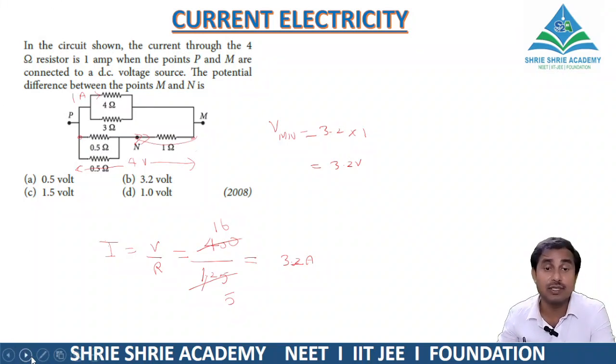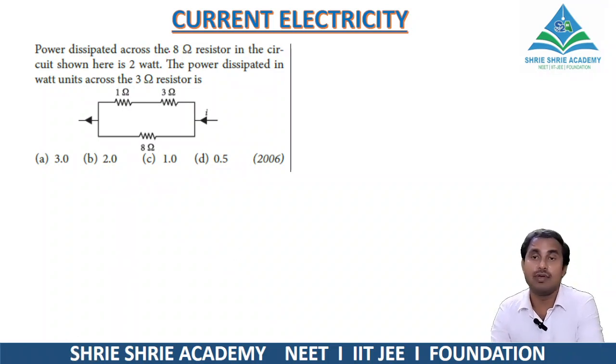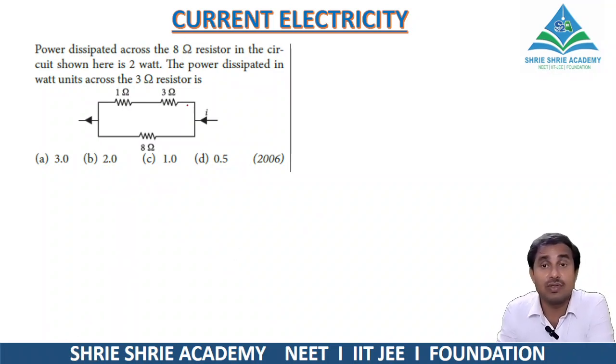Let's see the next question. This is a very important model, a very important question, because here you get confused about how to find the answer. That's why it's an important question. Here it is given that the power across the 8 ohm resistor is 2 watt, and he is asking what the power is across this other resistor.